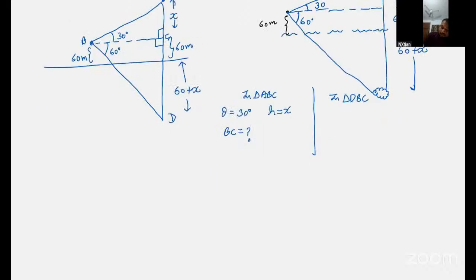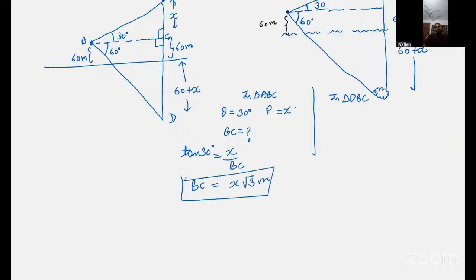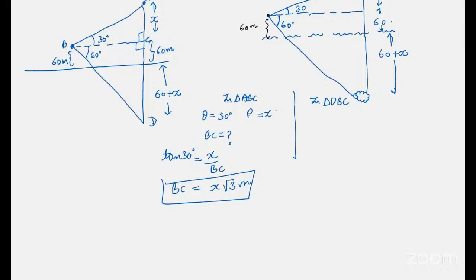Okay. So tan 30 is equal to, this will be perpendicular, not height. Perpendicular means x upon BC. So BC is equal to x root 3 meters. Did you understand, guys? Yes, sir. Amar, Kritika, Kunal, quickly turn on your camera. Don't turn off your camera, please.